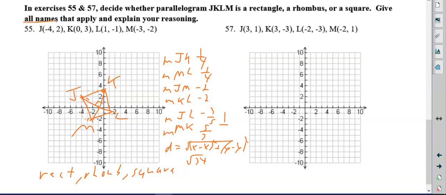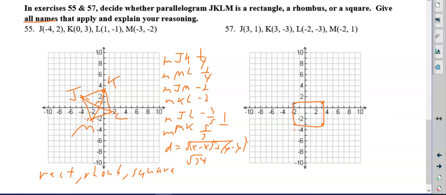And last but not least, 3, 1 is right here. 3, -3 is right here. 2, -3 is right here. And hold on. 3, 1, 3, -3. Oh, sorry. That's to be -2. -2, -3 is right here. And -2, +1 is right here. So we have this shape right there.